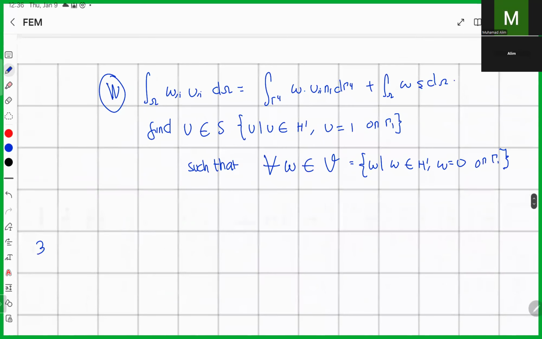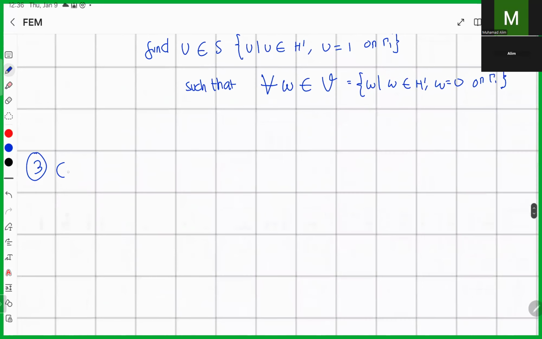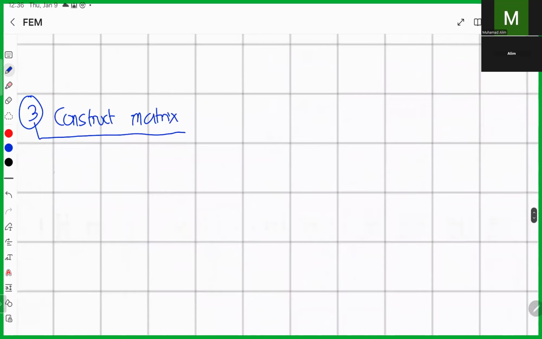And then step 3 here, what we're gonna do is to construct the stiffness matrix. Okay, this is the fun part. But after you derive the weak form, actually everything becomes easy afterwards. So usually we're gonna use this Galerkin. Why do we use Galerkin?